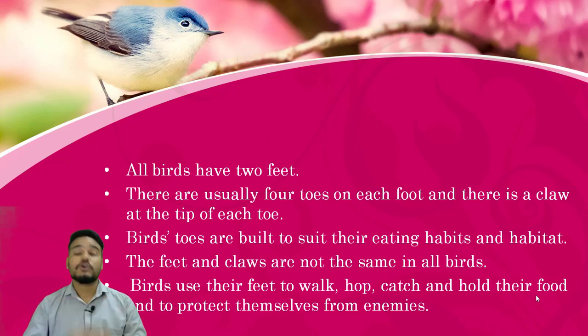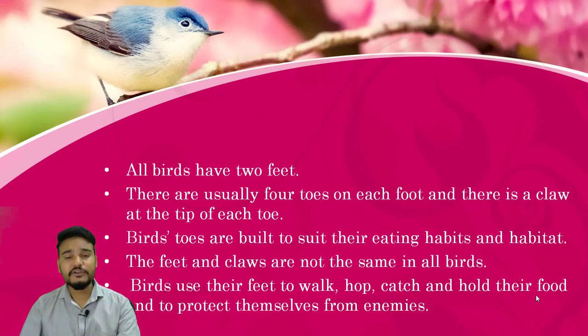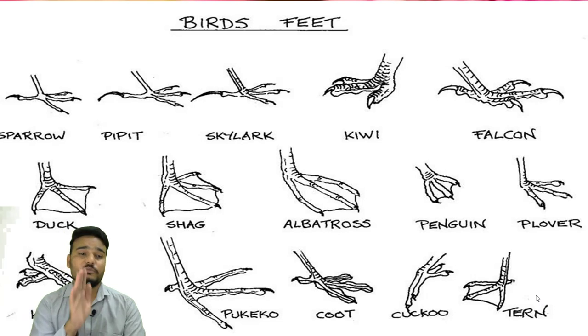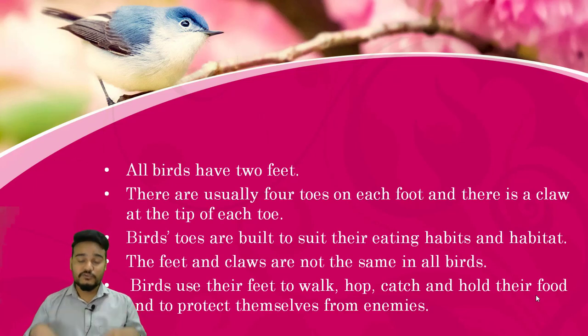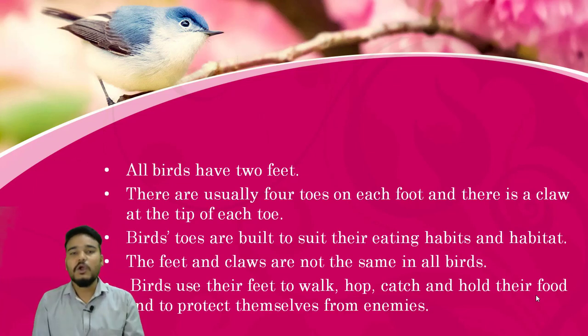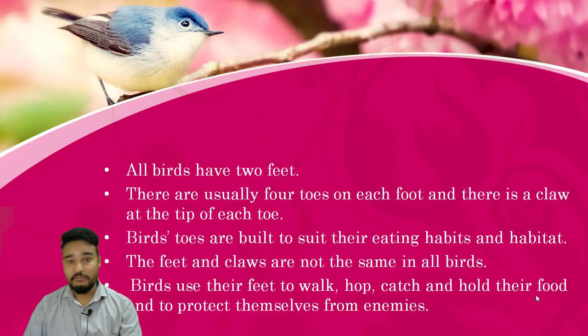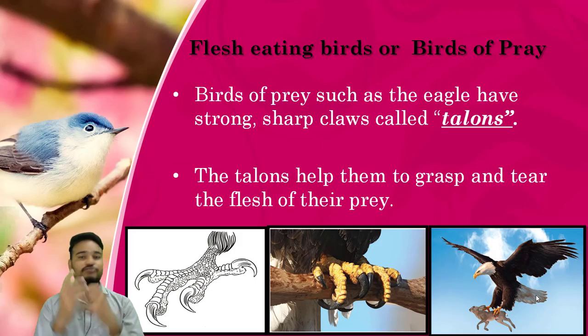These are called claws. And the structure of these toes is different in different birds. You can see all of them have different structure of toes. They use them for digging, climbing, running, catching prey, or to hold their food and protect themselves from enemies. So what are the structures that we are going to learn in detail?